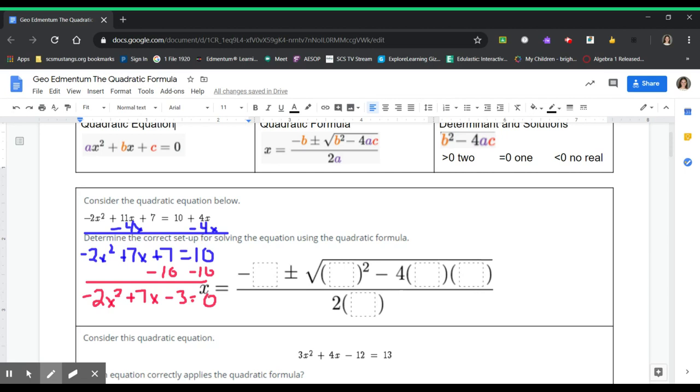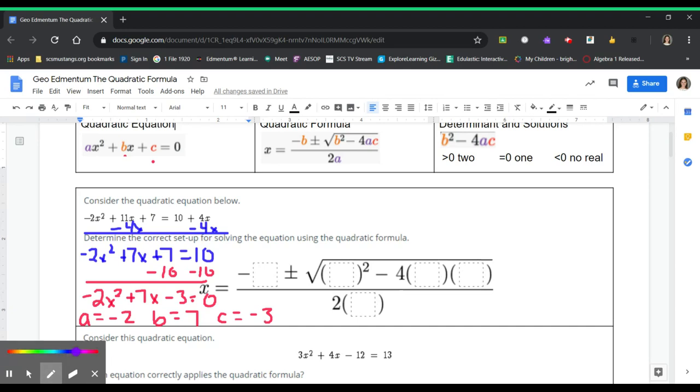So now we just need to figure out what our A, B, and C values are so we can plug them into our quadratic formula. So looking at this one, A is going to be equal to a negative 2, B is going to be equal to a positive 7, and then C is going to be equal to a negative 3. So I'm just going to plug those into the formula that we have there.